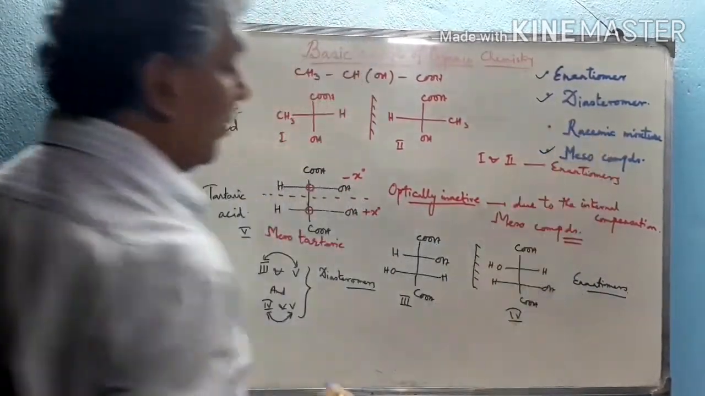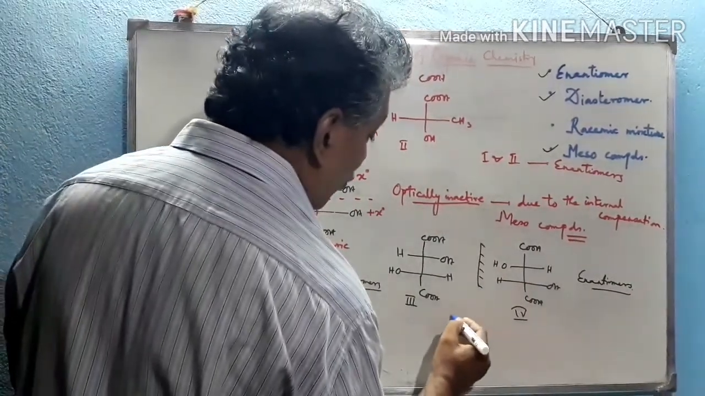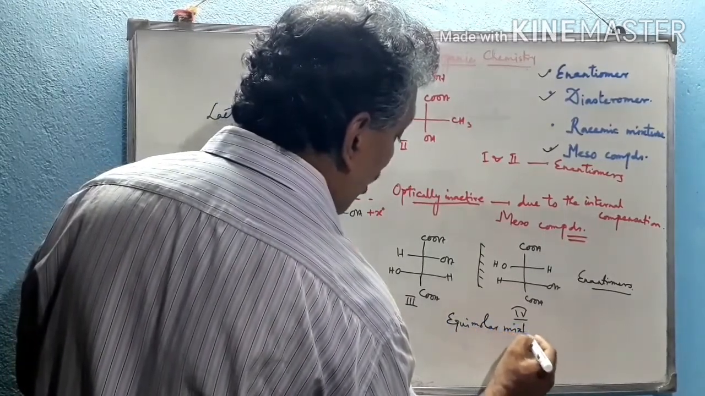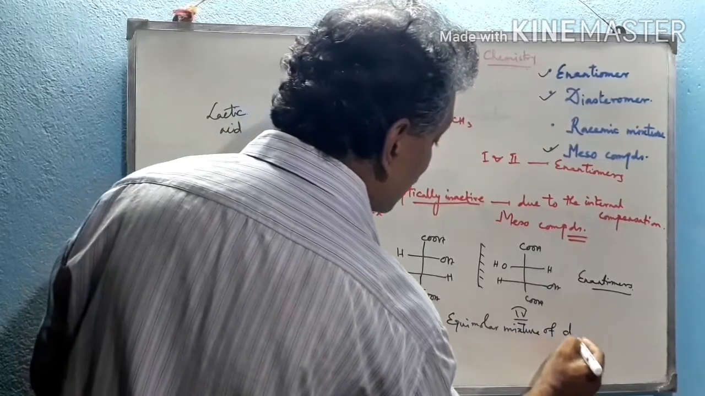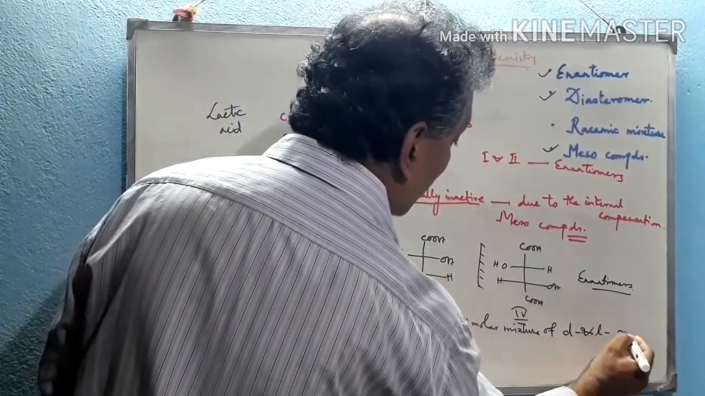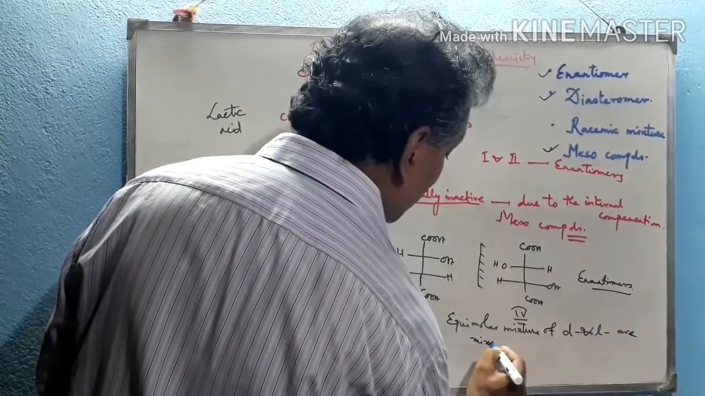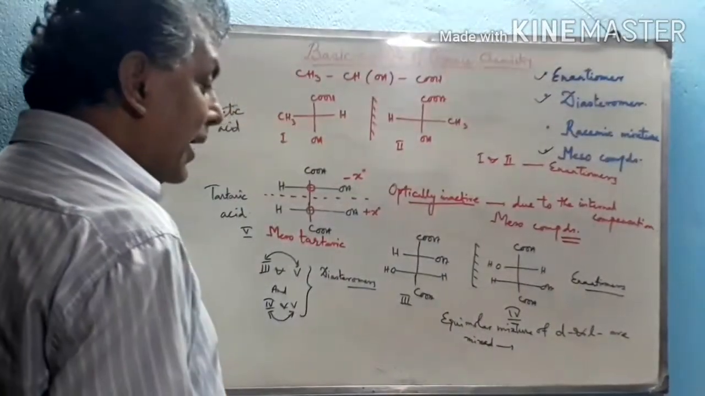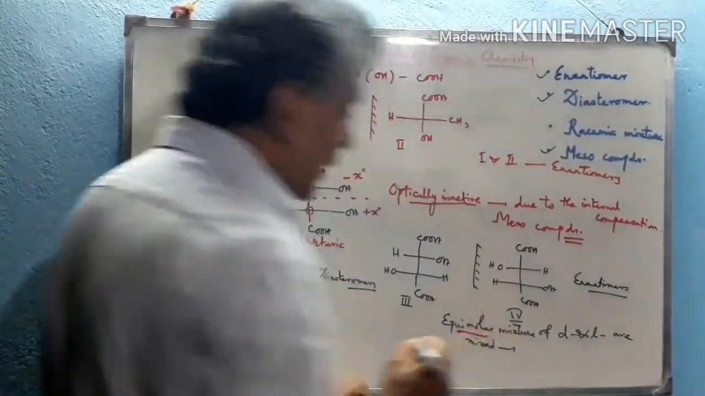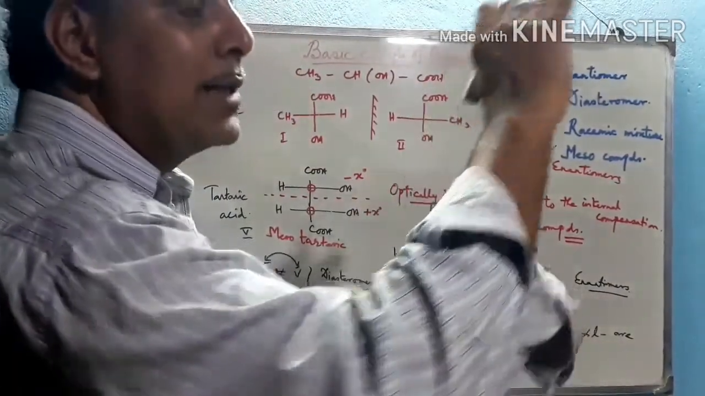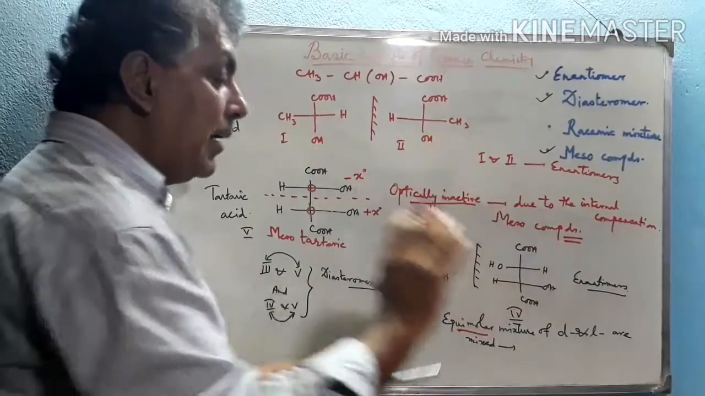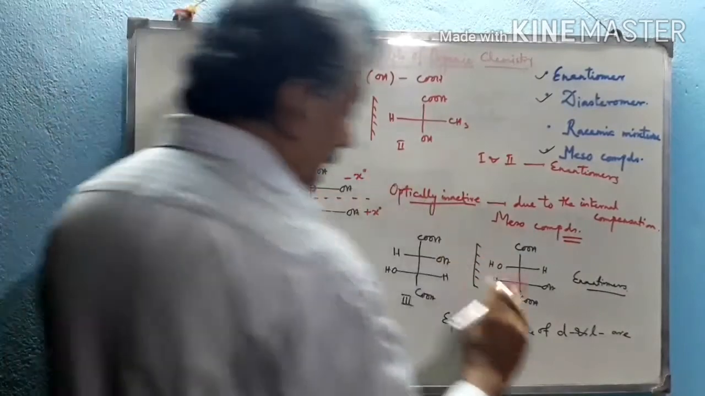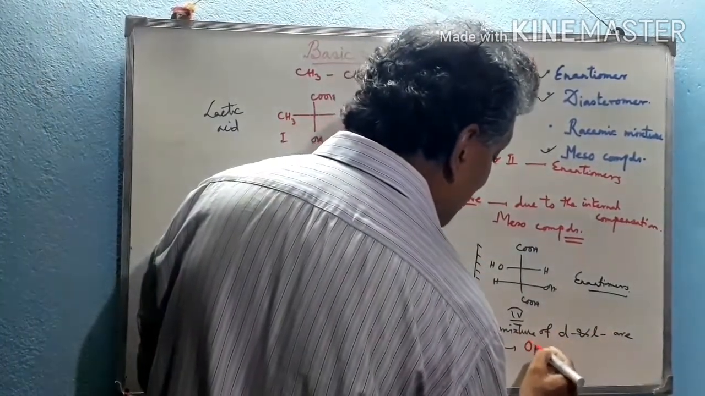Third is the meso compound. Now, whenever an equimolar mixture of dextro and levo is mixed, the solution shows optical inactivity. Then the solution becomes optically inactive. In an equimolar mixture, 50% rotates the plane polarized light clockwise, suppose 50 degrees, and 50% rotates the plane polarized light towards the left, minus 50 degrees, and that's why they cancel each other, and hence it becomes optically inactive.